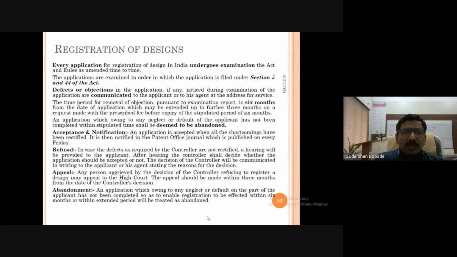If we are not able to respond, and if you request additional duration, there will be 3 more months. Then there will be acceptance or refusal. We can go for an appeal in the high courts, and amendment. So these are some stages according to the flow chart that we have already discussed.